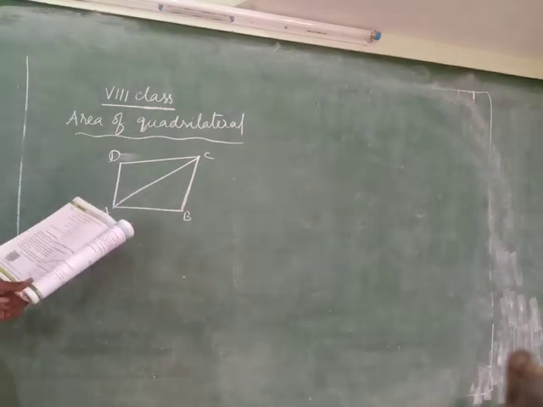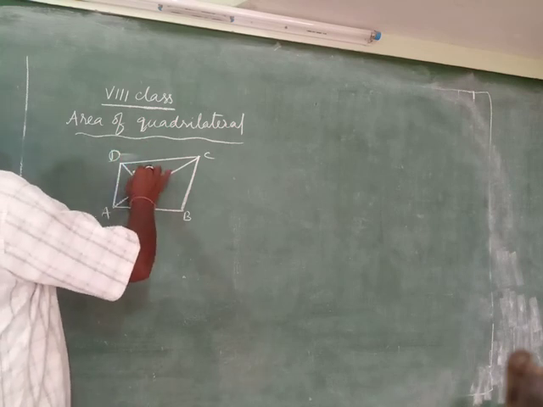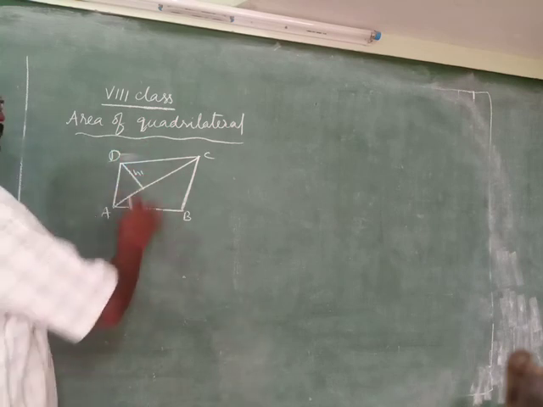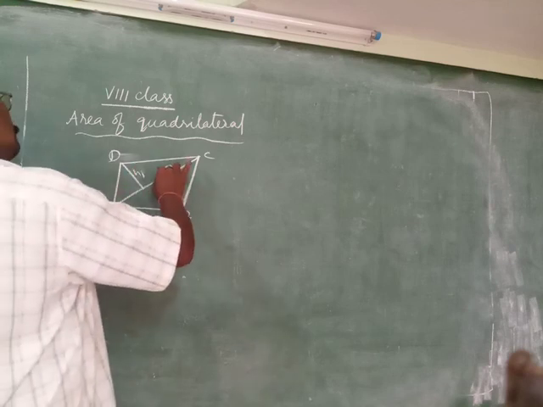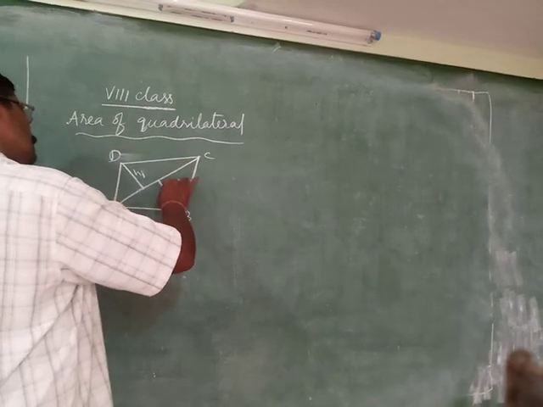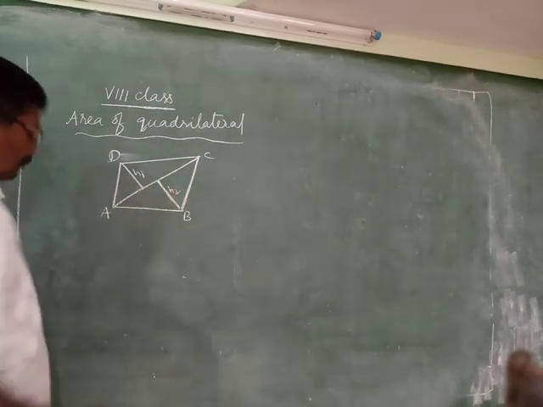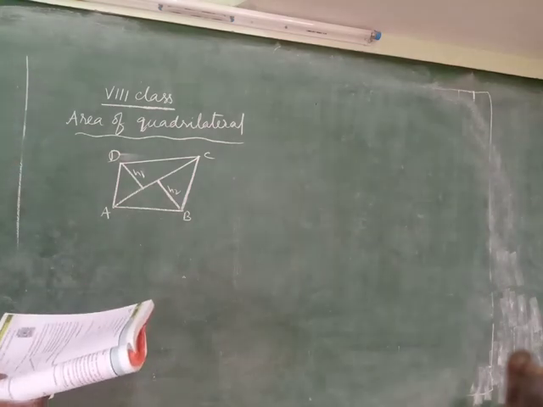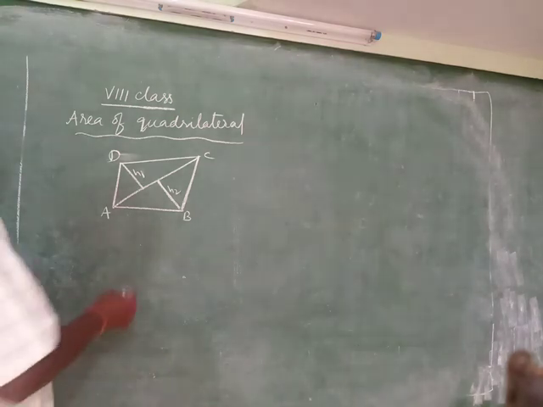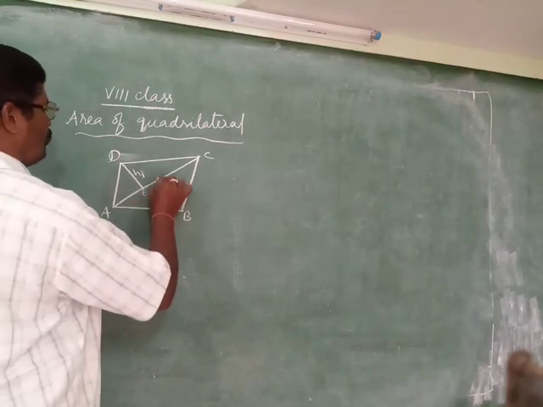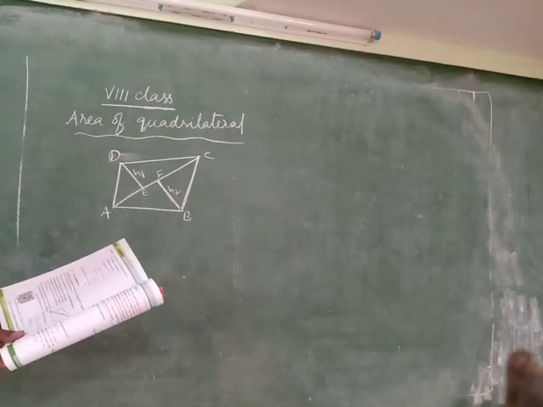Okay. This is the height 1, it means H1. This is one more height, called H2. What are the names? E and F. Here the measurements are.